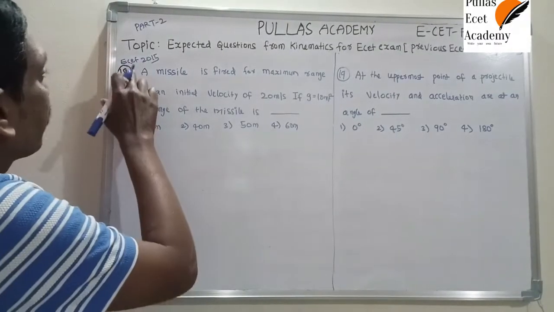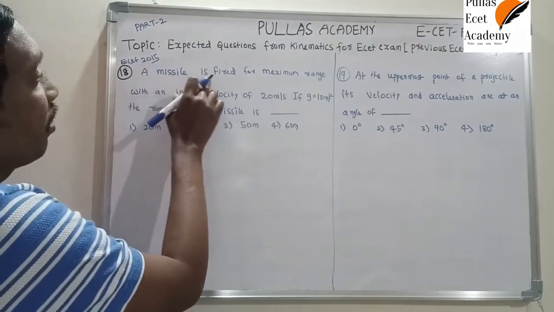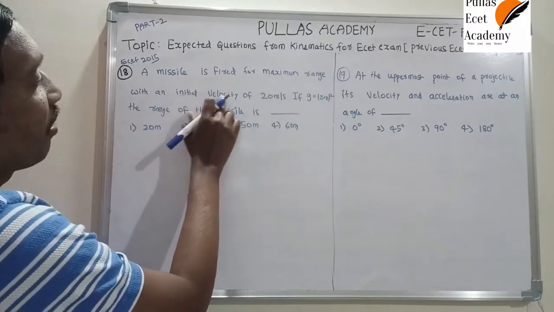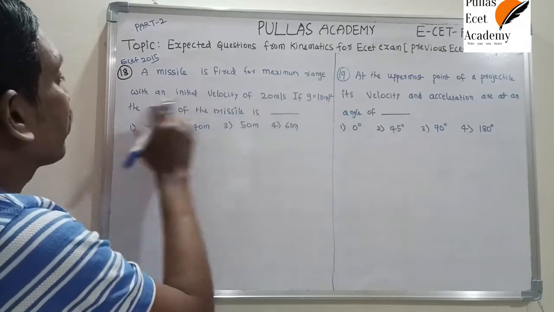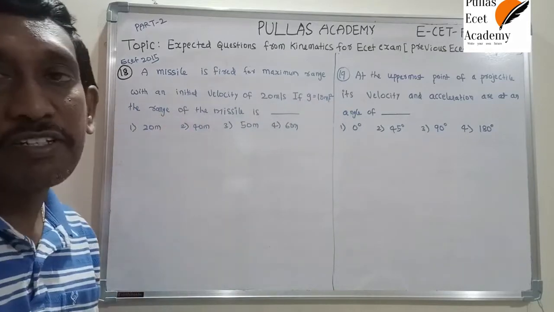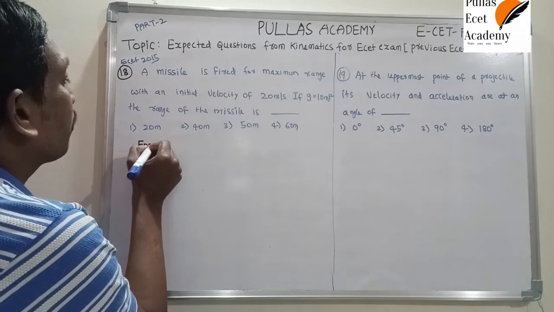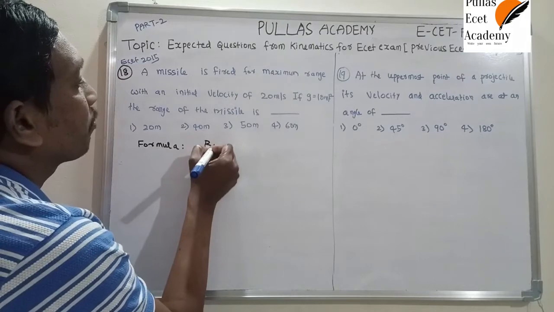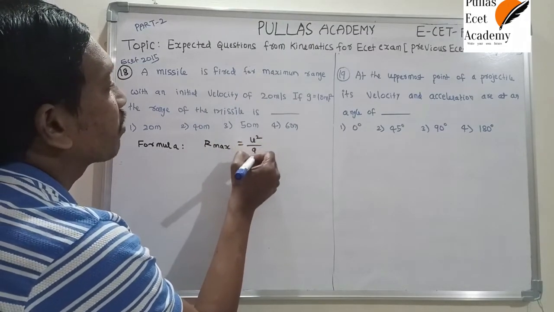The next question was repeated in the ECET 2015 paper. A missile is fired for maximum range with an initial velocity of 20 meter per second. If small g is equal to 10 meter per second square, what is the range of the missile? Here the maximum range is asked. What is the formula for maximum range? It is u square by g.